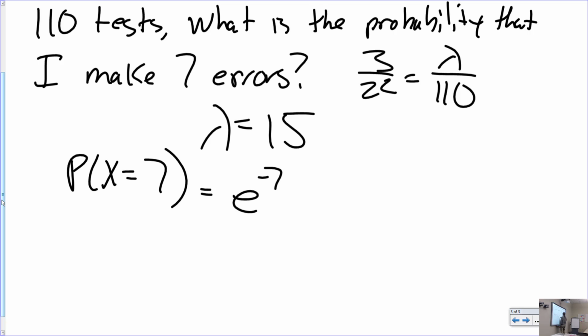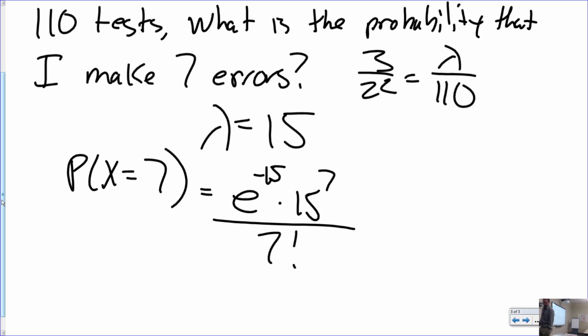E to the negative 15, real quick, I'm going backwards, E to the negative 15 times 15 to the 7th power, all over 7 factorial. I got 1% and change. Should be pretty small.